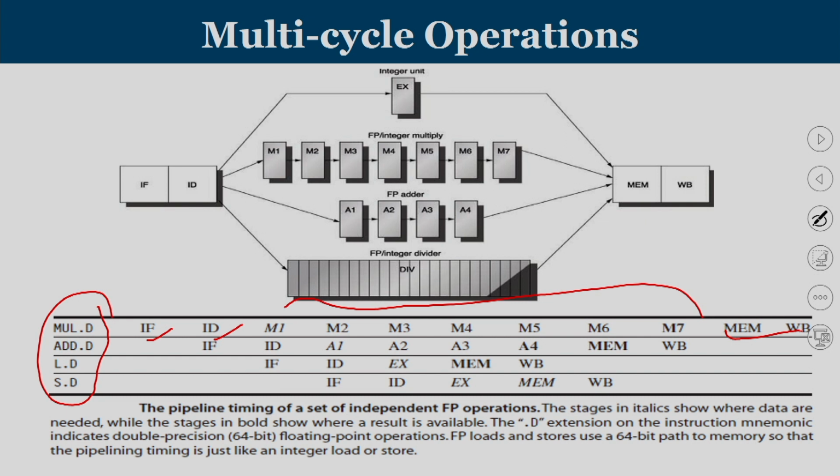Consider the second instruction, it is an add instruction. It starts 1 cycle later, that is a normal pipeline structure, but add has only 4 stages in the execution unit. Even though this instruction started after the multiplication instruction, because of the difference in the execution unit, add is slightly getting ahead of the multiplication.